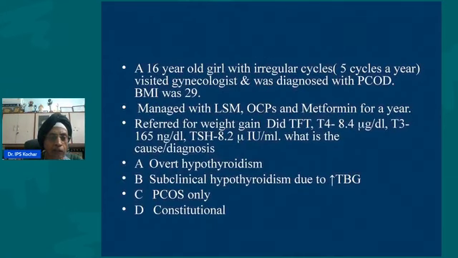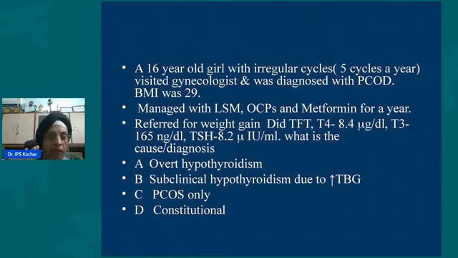Another interesting case: a 16-year-old girl with irregular cycles. She has 5 cycles a year, visited a gynecologist and was diagnosed with PCOD. She went to the gynecologist as usual, a 16-year-old girl with irregular cycles, and was told, you must be having PCOD, polycystic ovarian disease, or polycystic ovarian syndrome, PCOS.